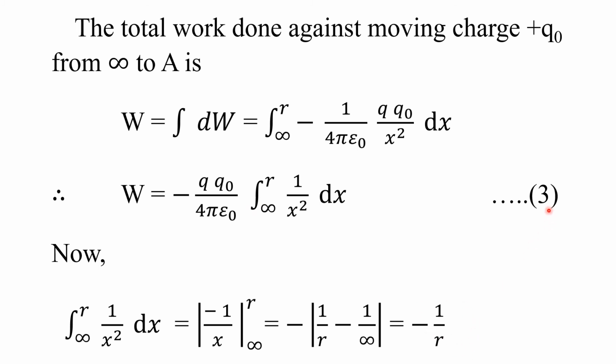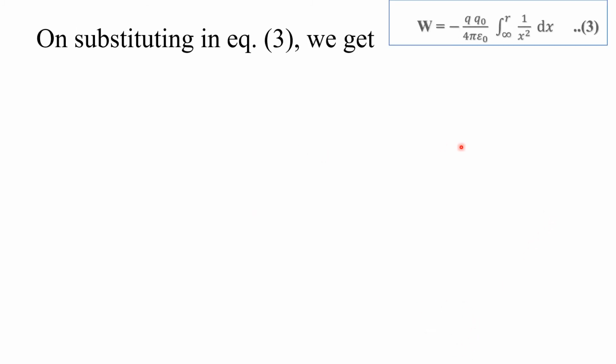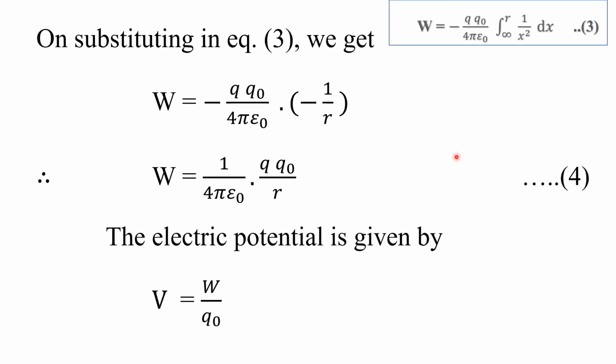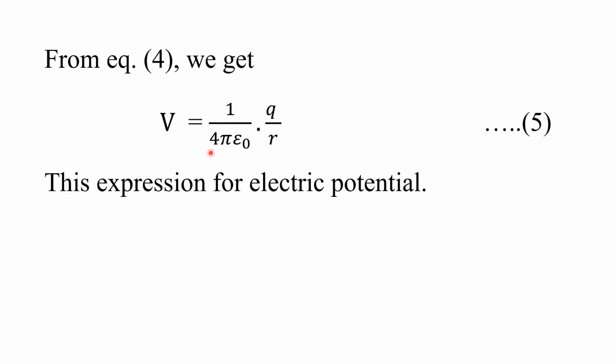Put this value in equation 3. Let us see again, I repeat: after putting this value, W is 1 upon 4 pi epsilon 0 as it is, Q upon r as it is, and this q0 gets cancelled. This expression, equation number 5, is the electric potential or electrostatic potential.